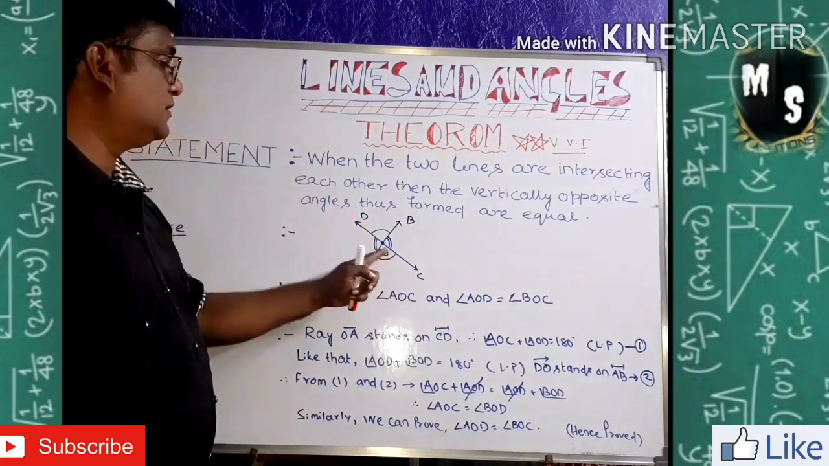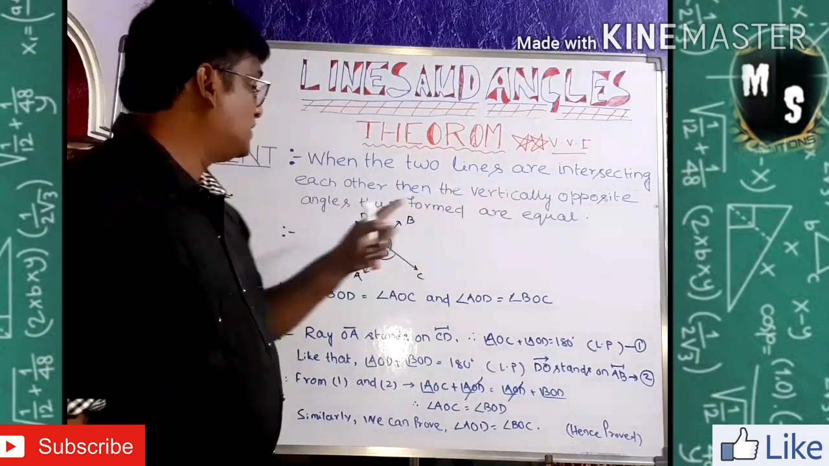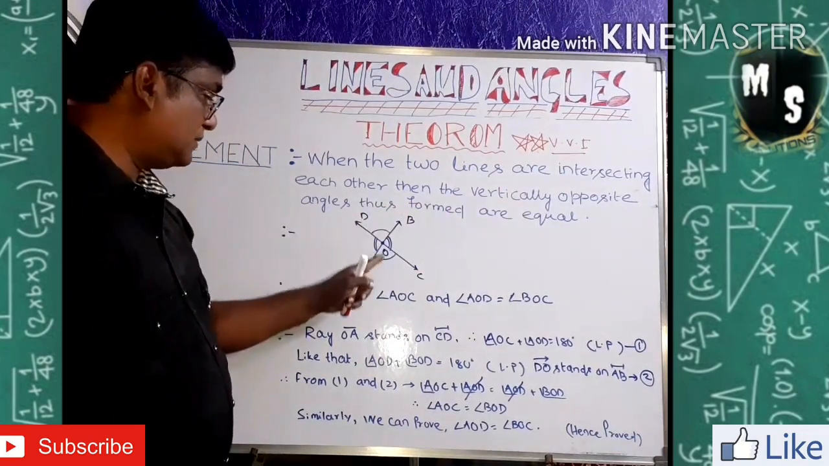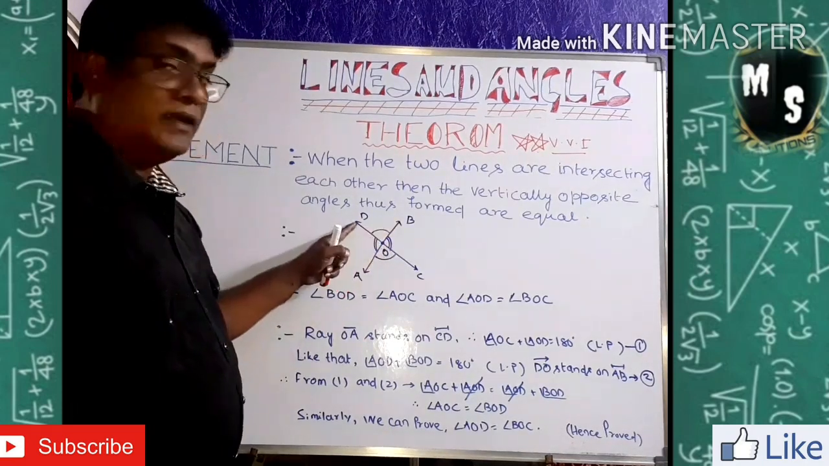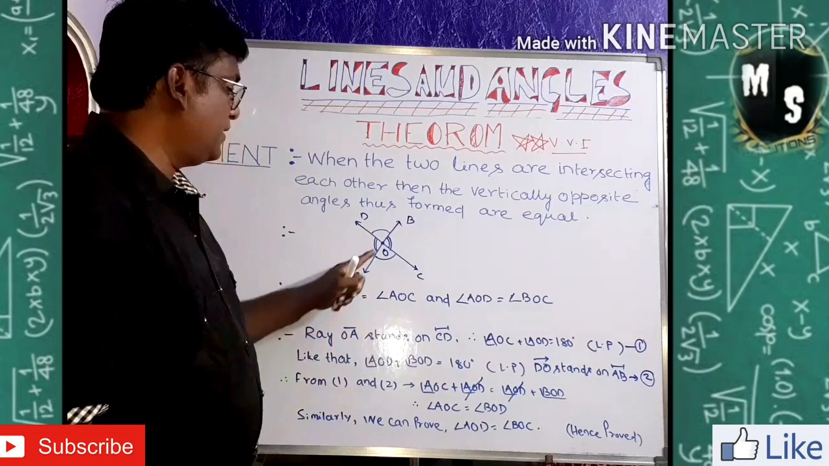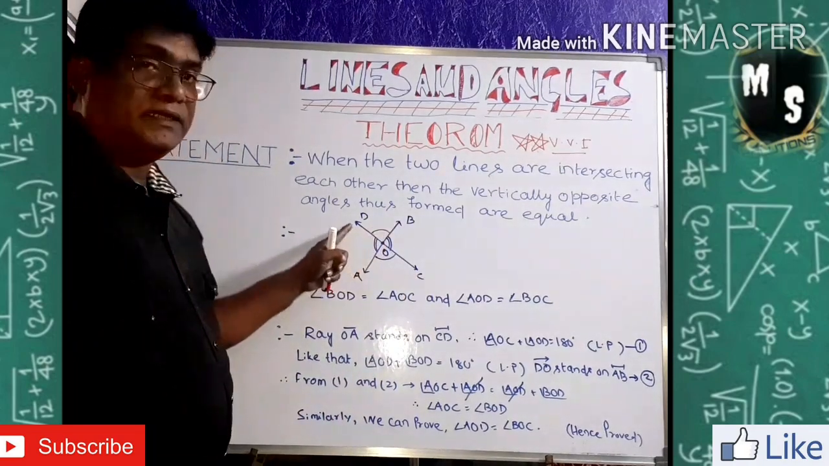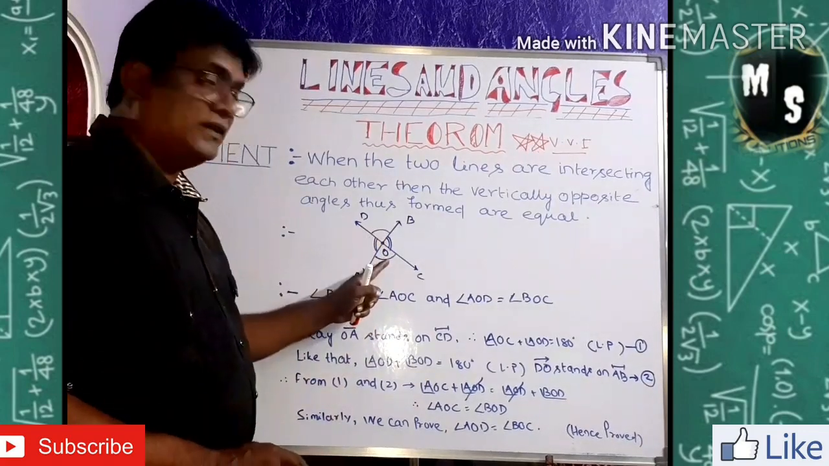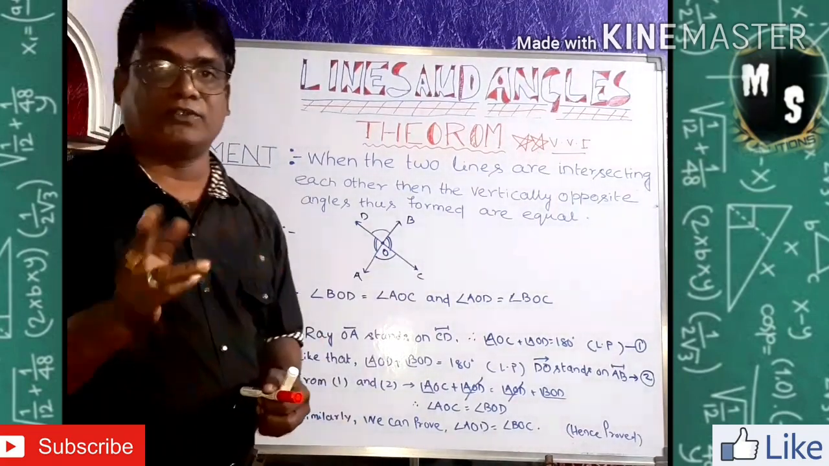Both are intersecting each other at the point O. Then the vertically opposite angles. Vertically opposite means this opposite this. So BOD is vertically opposite to AOC. Understood now? BOD is vertically opposite to AOC, and always the opposite angles are vertically opposite to each other.